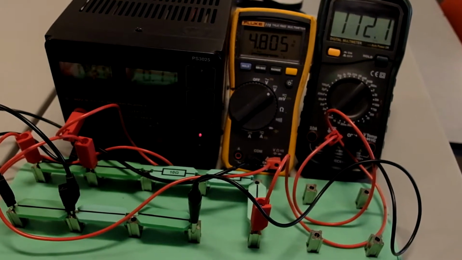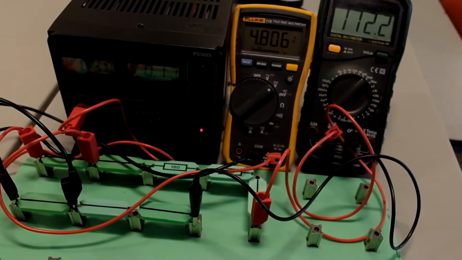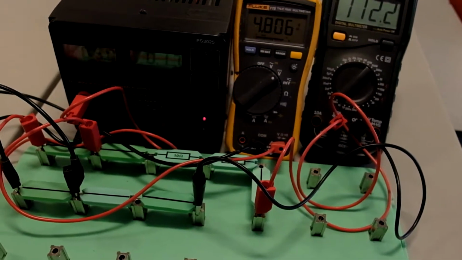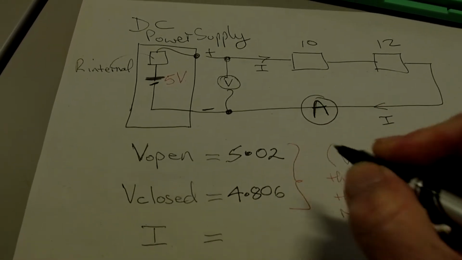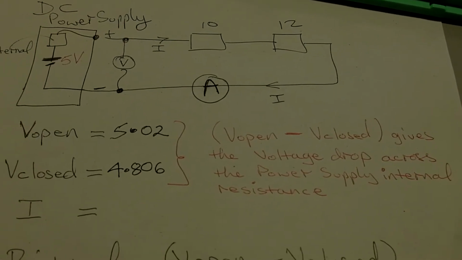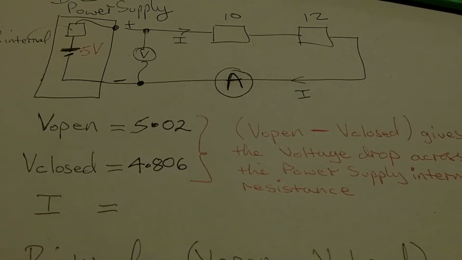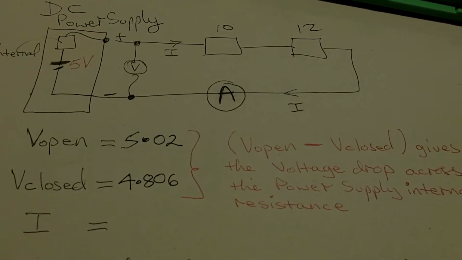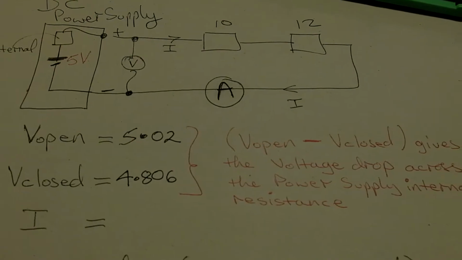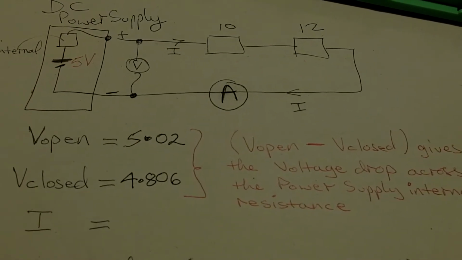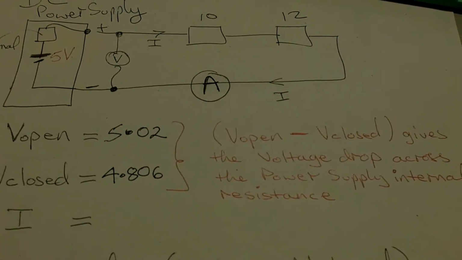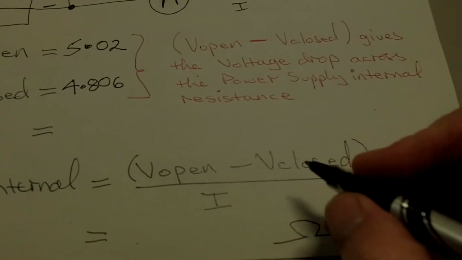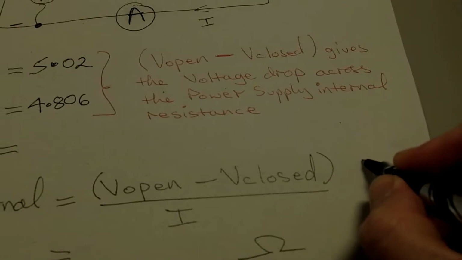Now that we've had time to settle down, we're going to record the closed circuit voltage in this circuit as 4.806. We want to get the voltage difference across that internal resistance. So we're going to do 5.02 minus 4.806. That gives us a voltage difference of 0.214.